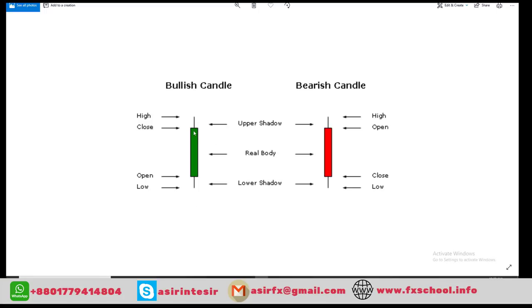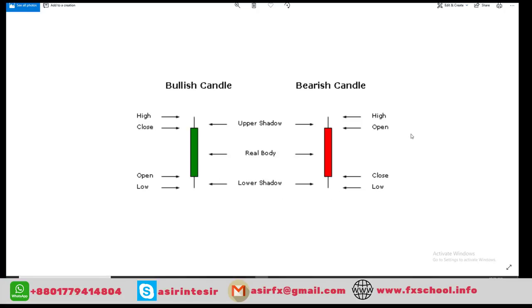When you see the shadow of a green candle and you see where the shadow ends, it means this is the highest price of this candle. And in the downside of the green candle, when you see the shadow end, it means this is the lowest price of this candle. Also in the red candle, when you see the shadow end in the upside, it means this is the highest price of this candle. And when you see the shadow end in the downside, it means the lowest price of this candle.